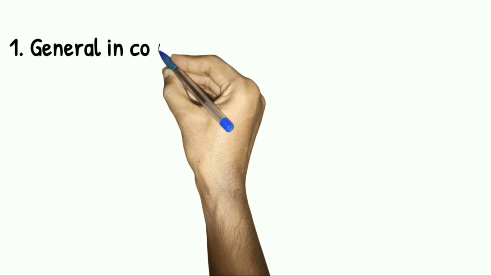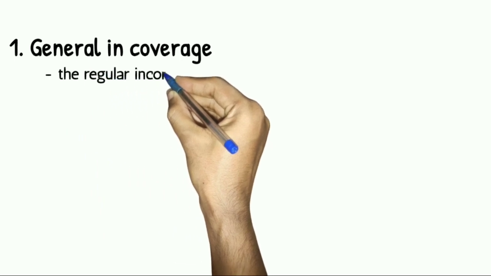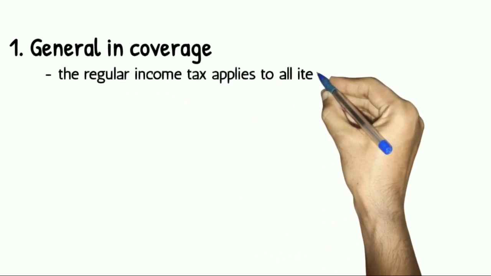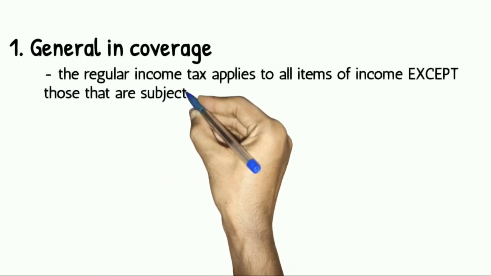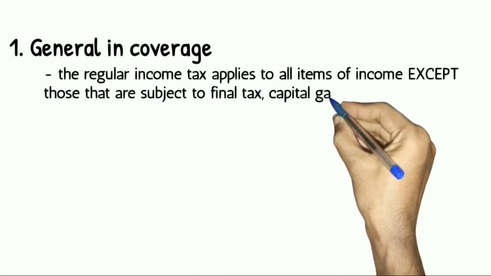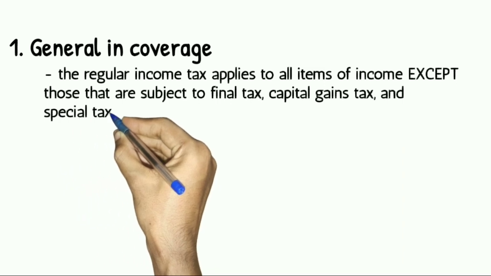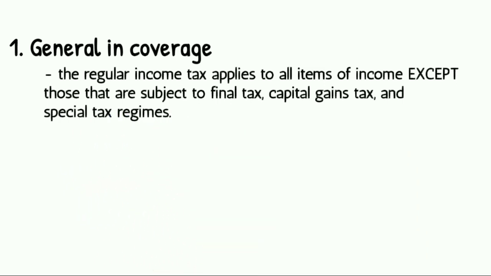One of the characteristics of the regular income tax is general in coverage. It is general in coverage because the regular income tax applies to all items of income except those that are subject to final tax, capital gains tax, and special tax regimes.